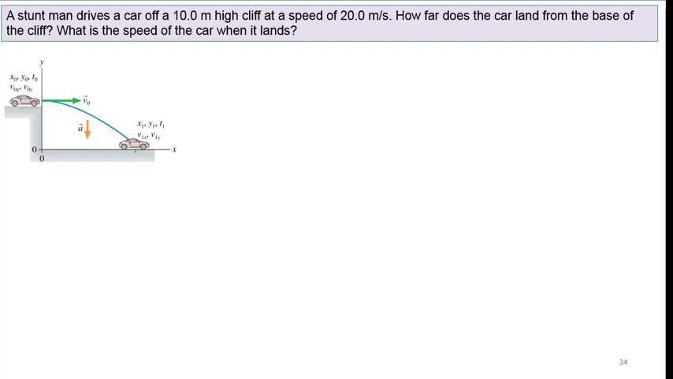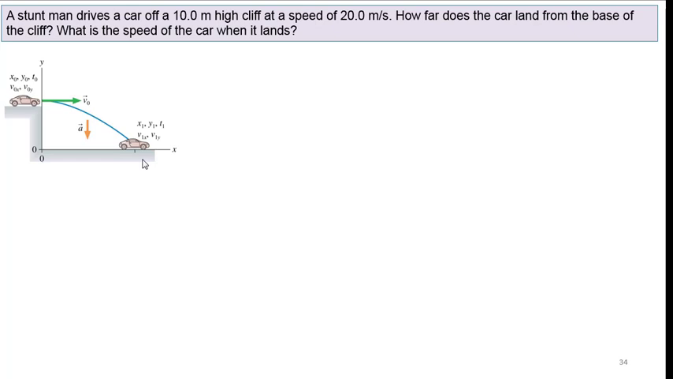Okay, well I'm going to start by drawing a picture. In my picture I'm going to show that this object is driving off of here horizontally, and then it lands somewhere over here. And I want to know both where does it land, how far away is it when it lands, and what's the speed when it lands.